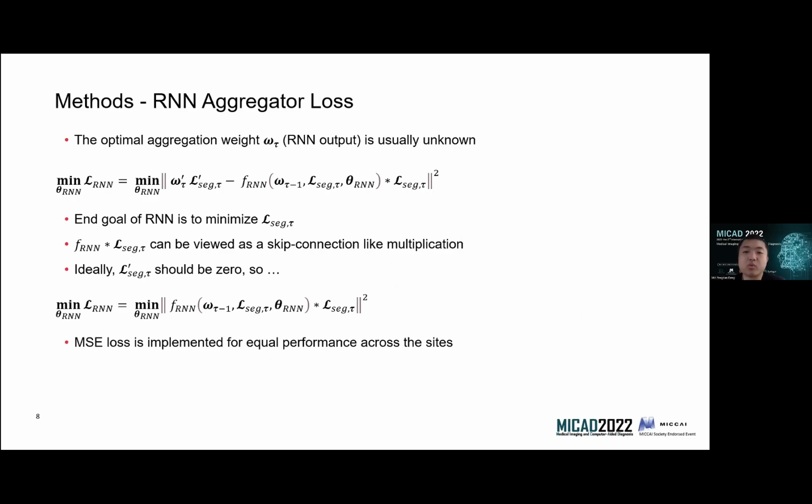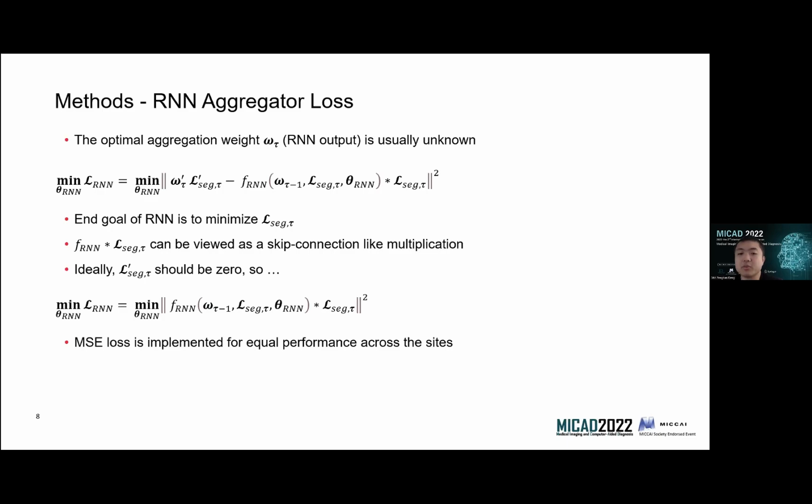We now know how the RNN works for generating the aggregation weight, but how can we train it if we don't know what the ground truth aggregation weight is for each round? Well, to get around this, we multiply the aggregation weight with the current round segmentation loss. The motivation behind this is that the overall goal of the RNN model is also to minimize the segmentation loss, so it can be included in the optimization as well.